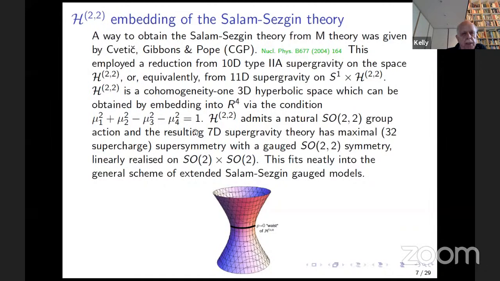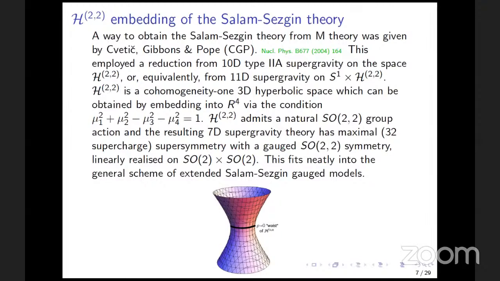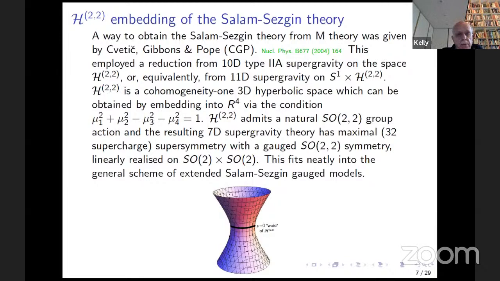It admits a natural SO22 group action, and the resulting theory that you get in seven dimensions, 10 minus 3, has a maximal supersymmetry with a gauged SO22 symmetry, linearly realized on the divisor group SO2 cross SO2. It fits neatly into the general scheme of extended Salam-Sezgin gauge models. To get specifically Salam-Sezgin, you can make a further reduction from 7 to 6 on a circle, or truncate, in fact, to just get the 1,0 supersymmetry in six dimensions.